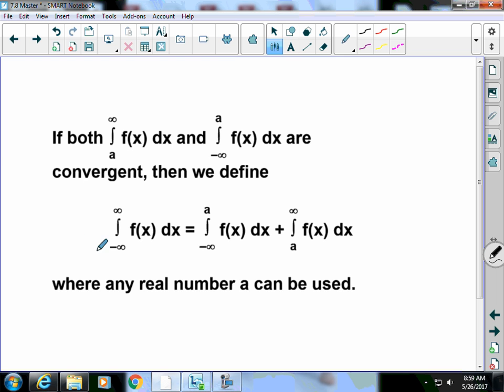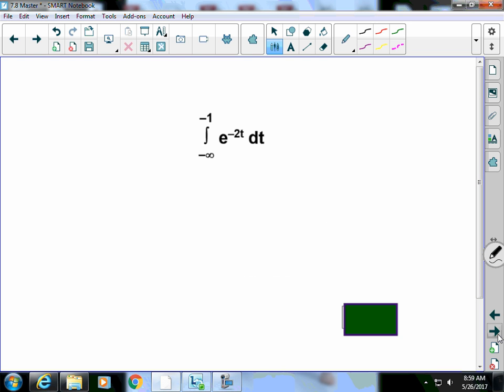So I can't evaluate this from negative infinity to infinity directly, but I can evaluate from negative infinity to a, and I can take the limit of this. And I can do the limit of this one, picking up at that same point, going to infinity. Sum them up, and then I can get a result.